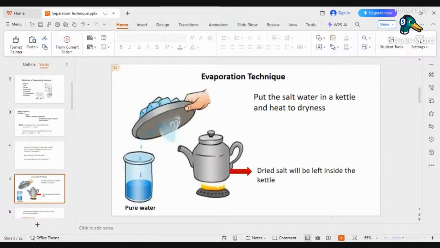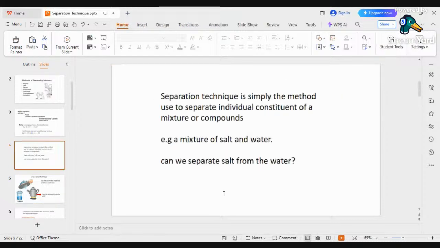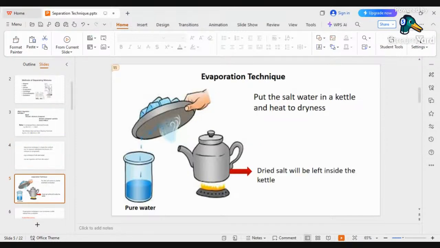Now moving forward, I said that if we have a mixture of salt and water, there is salt in the water that makes it salty. What do we do to separate the salt from the water, or the water from the salt? The first thing we can think of is what we call separation techniques. And the first separation technique we are going to look at is the evaporation technique.